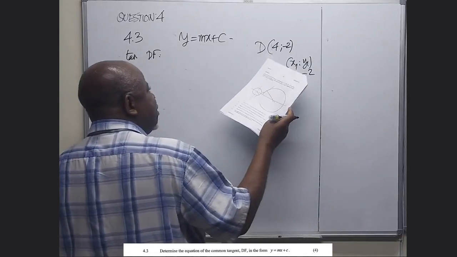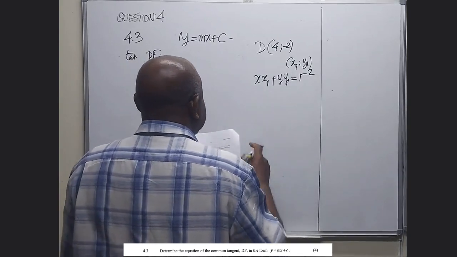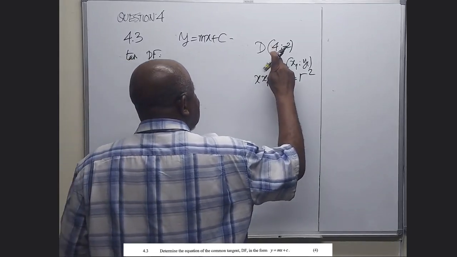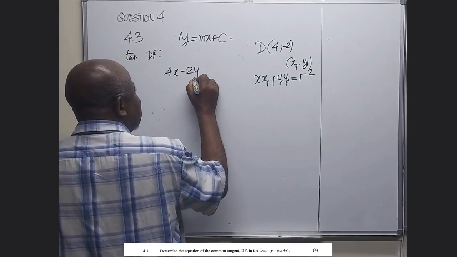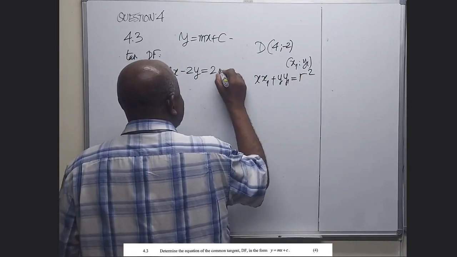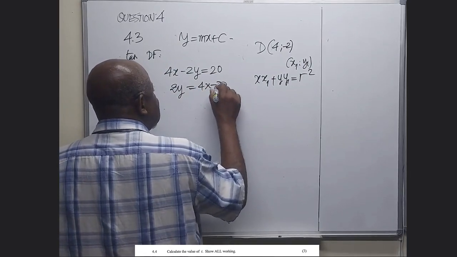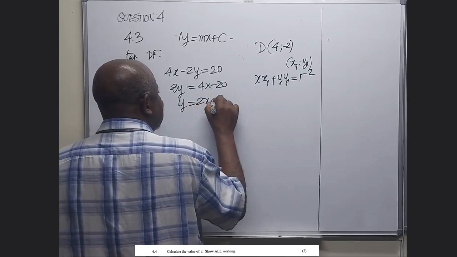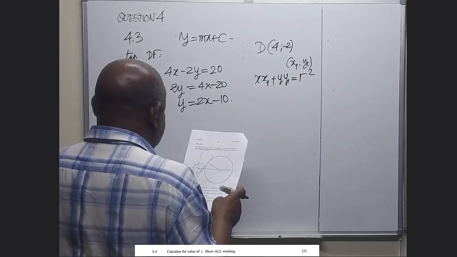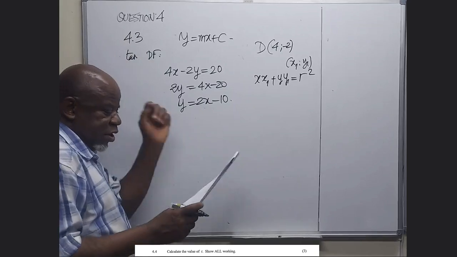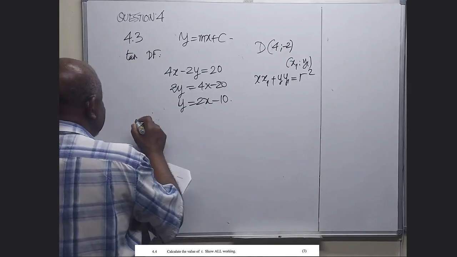So that point is D. So the equation of the common tangent will be written like this. Here is our x1, here is our y1. So we'll be having 4x minus 2y is equal to the radius squared, which was 20. 2y will be equal to 4x minus 20, and y will be equal to 2x minus 10. This is the equation of the common tangent. That answers question 4.3.